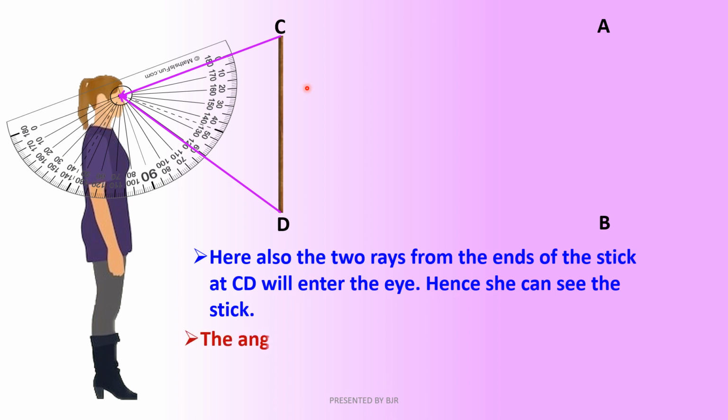Now let us measure the angle by using the protractor. It is 60 degrees. So this angle is 60 degrees. Here the stick length I haven't changed. The length of the stick is the same. The only thing I did is I brought the stick from the points AB to the points CD. I have moved the stick from here to here. Okay, so the angle is 60 degrees.